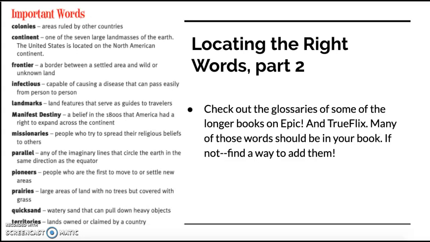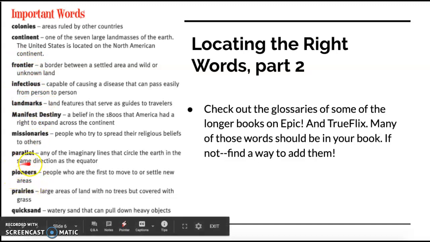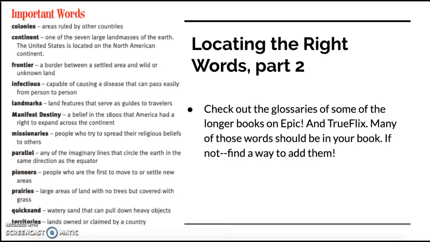For example, here's the glossary, or a list of important words, at the end of the book on the Oregon Trail in TrueFlix. And again, here are a couple of words that are jumping out at me. The word frontier, that's a good word. Landmarks is another word. Again, we've already used the word pioneers, maybe territories. There's a lot to choose from in here. And maybe even manifest destiny is something that you haven't mentioned yet. That's an important vocabulary word that you want to try to add in.